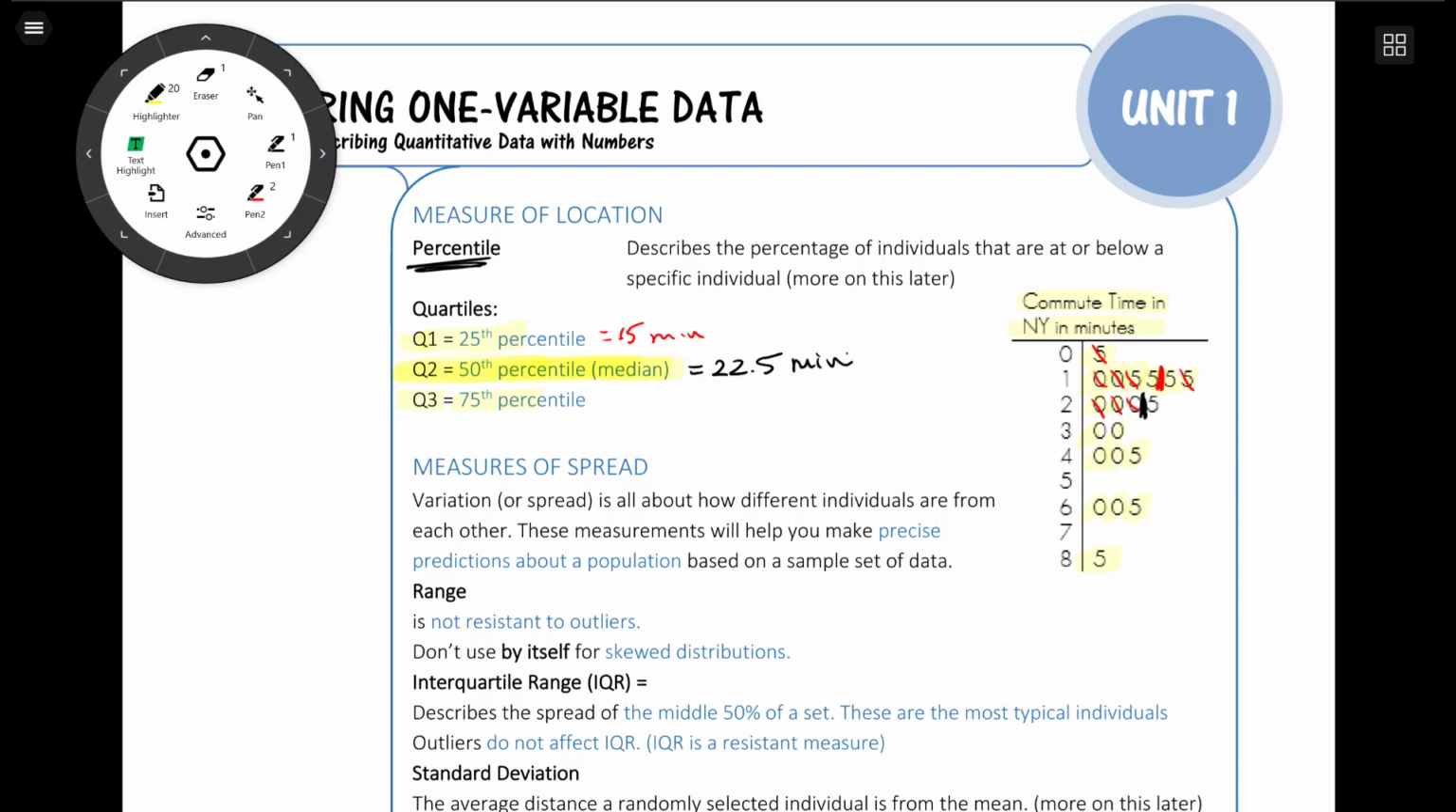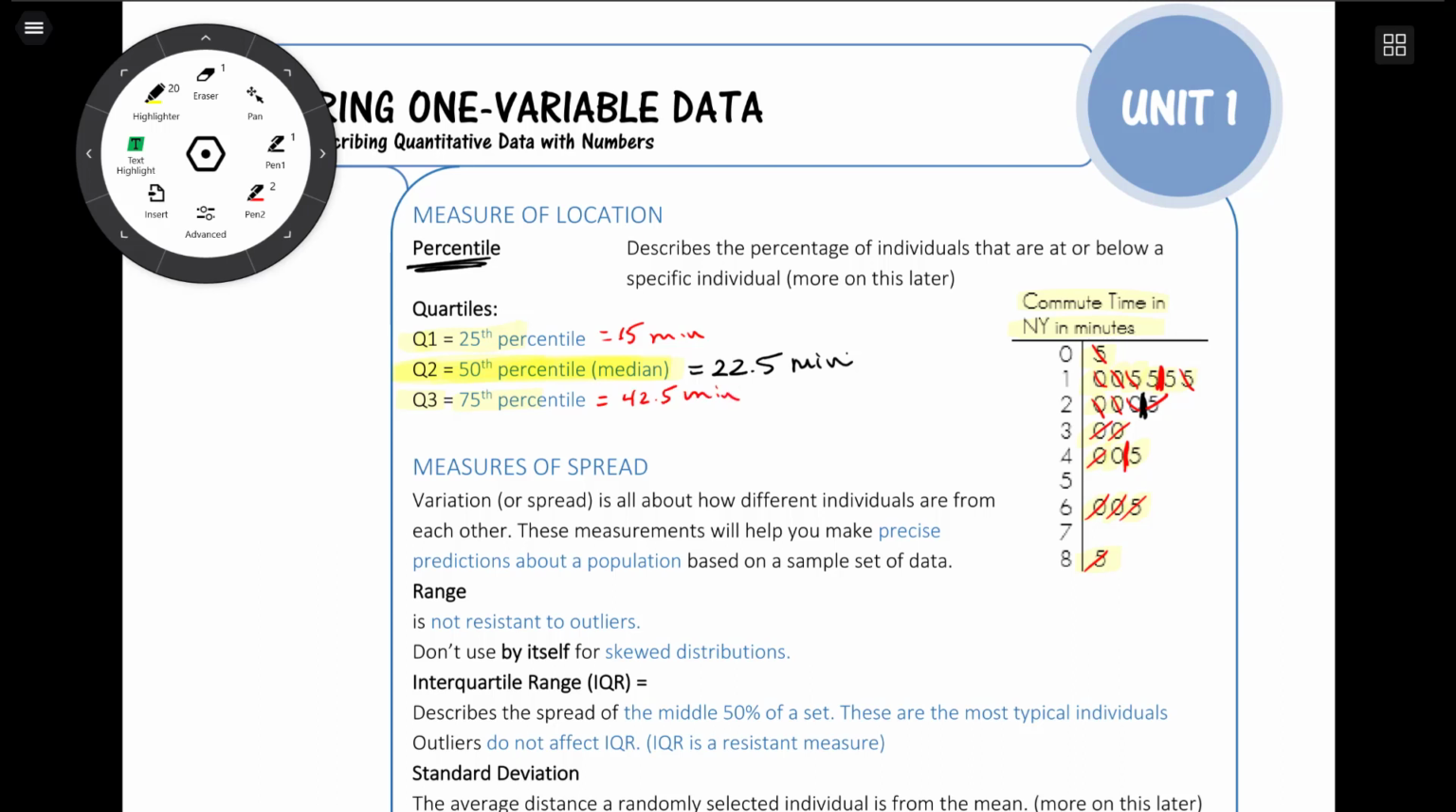Okay, do the same thing to find the third quartile, but do it with the upper half. Lowest, highest, lowest, highest, lowest, highest, lowest, highest. Halfway in between 40 and 45 minutes gives me 42.5 minutes.